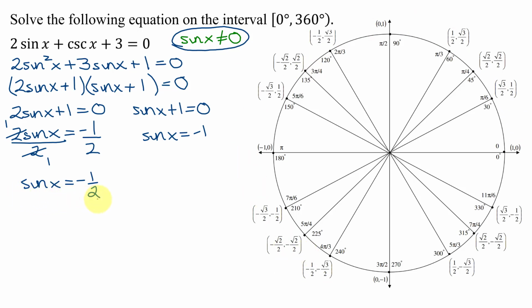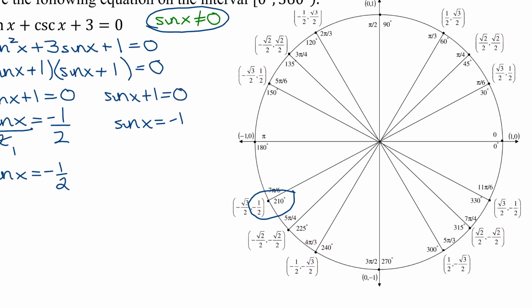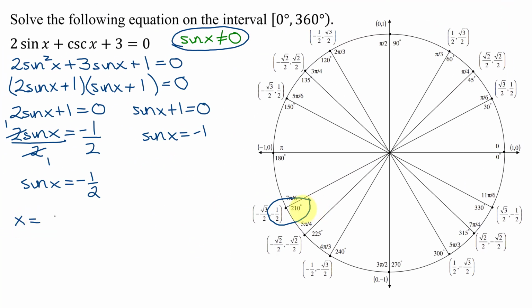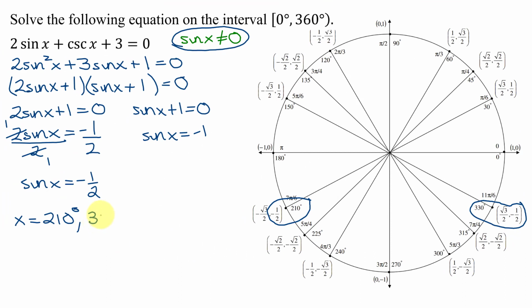When is the sine of x equal to negative 1/2? Remember, the sine of x is the y-coordinate of every point on the unit circle. Since the sine of x is negative, I need to be below the x-axis. So here is one value where the y-coordinate is negative 1/2. So that is when x equals 210 degrees. And also y is equal to negative 1/2 here when my angle is equal to 330 degrees. So there are two of my solutions.